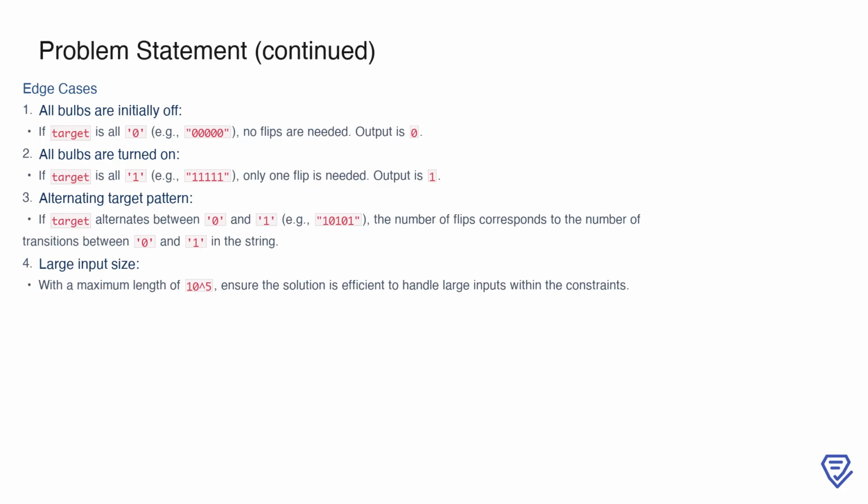Let's also examine some edge cases. First, if all the bulbs are initially off, as in a string like 00000, no flips are necessary, and the output is 0. If all the bulbs need to be turned on, as in 11111, only one flip is needed to achieve the target. For a string with an alternating pattern like 10101, the number of flips corresponds to the number of transitions between 0 and 1 in the string.